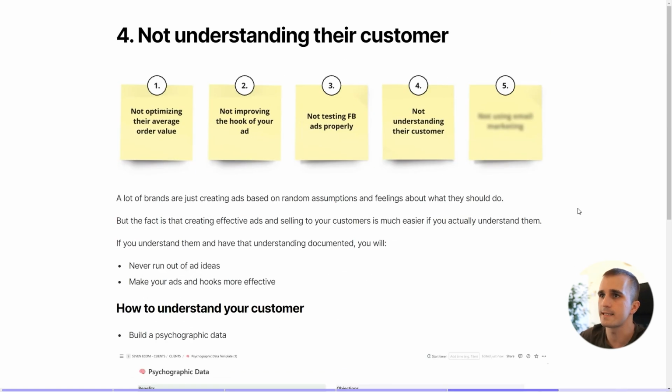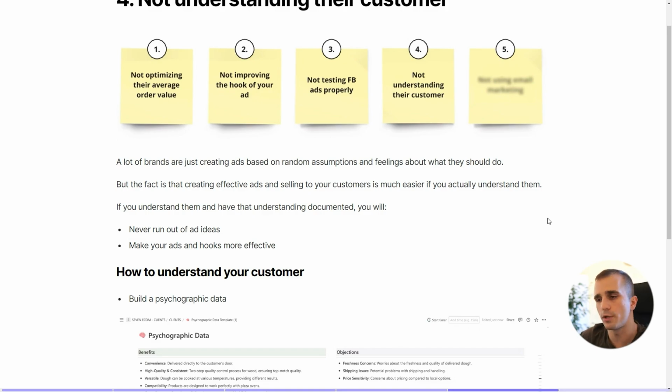So the next thing, which is related to the point of not having good enough hooks, is they don't understand their customers. Creating effective ads and selling to your customers is much easier if you actually do understand them. So if you understand them and have an understanding document, which we will cover, you will never run out of ideas for your ads, and you will make your ads and hooks much more effective. So how do you understand your customers?